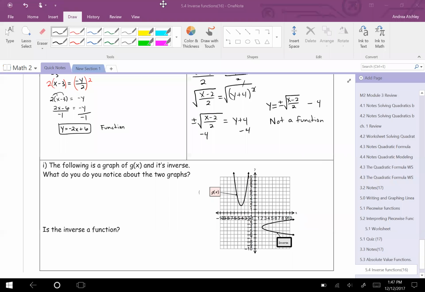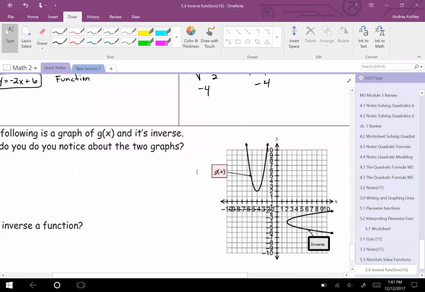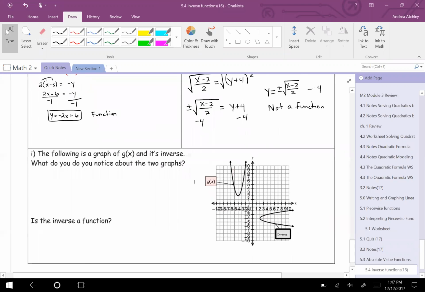Okay, Harrison, what is it, something that you wrote down? Okay, they're both facing towards positive numbers. Positive on the y for the original g of x, and then the inverse is positive on the x. Good. Haley C. Okay, same shape, different vertex. Good.